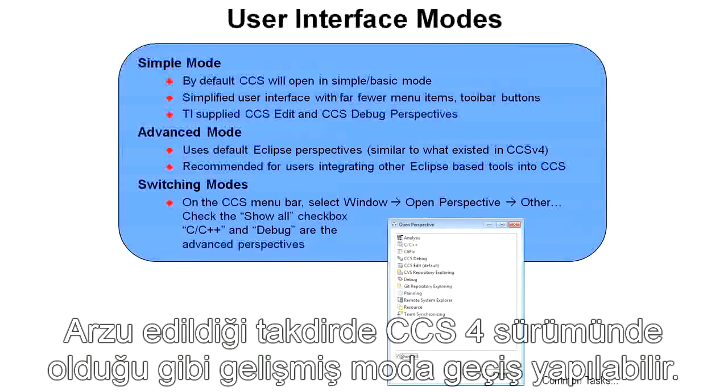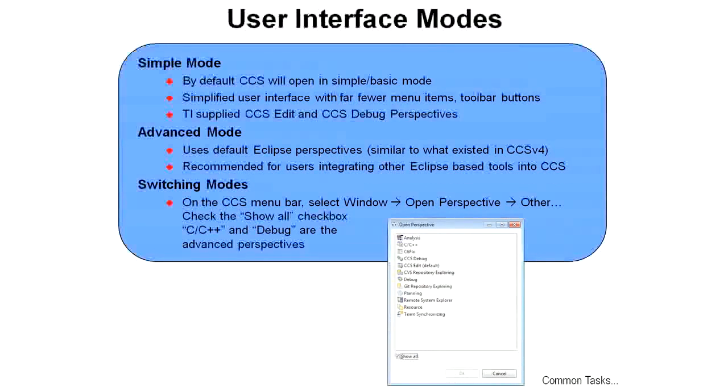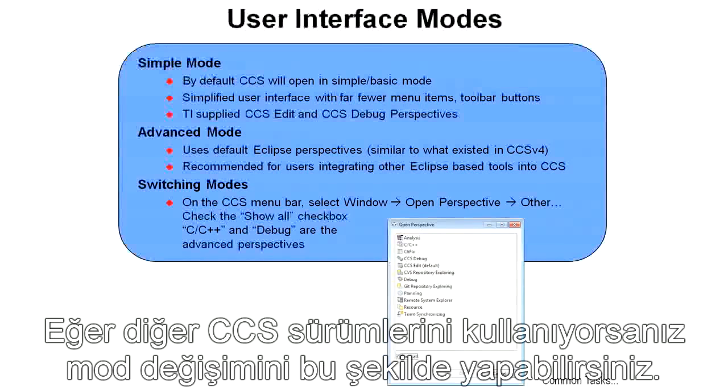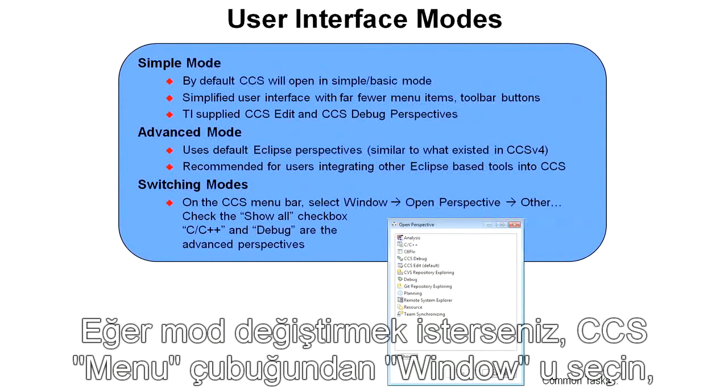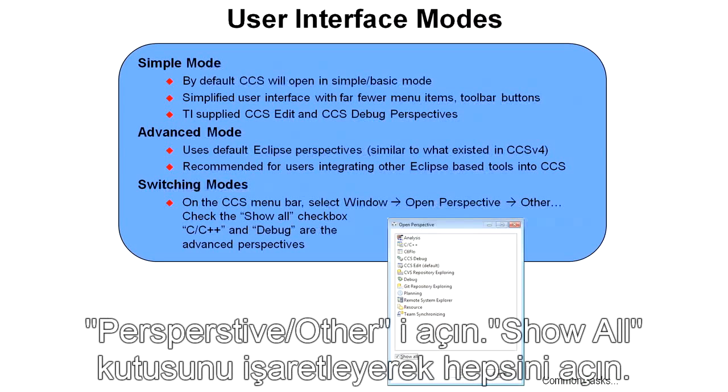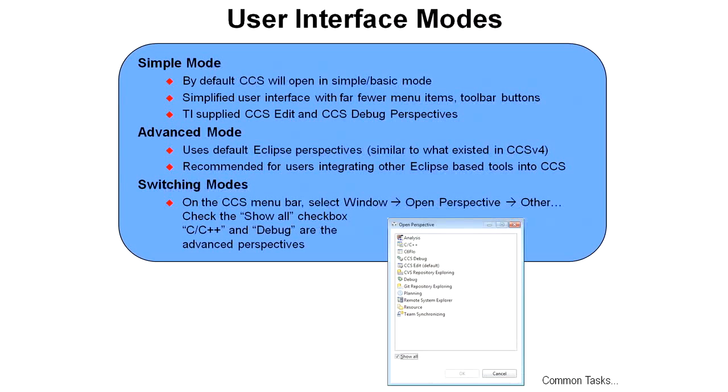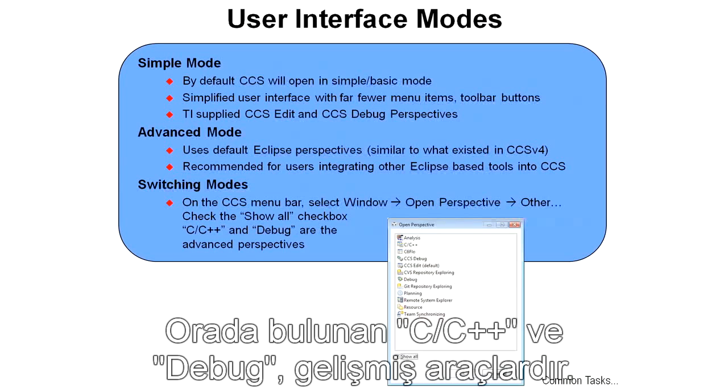If you want to, you can switch back to the advanced mode. That uses the default Eclipse perspective, which is similar to what existed earlier in Code Composer Studio version 4. If you are integrating other Eclipse-based tools into Code Composer Studio, that's the recommended way to go. If you want to switch modes, on the Code Composer menu bar, select Window, Open Perspective, Other. Check the Show All checkbox, as you can see in the Open Perspective dialog down below. The C/C++ and the debug that you see there, those are the advanced perspectives.